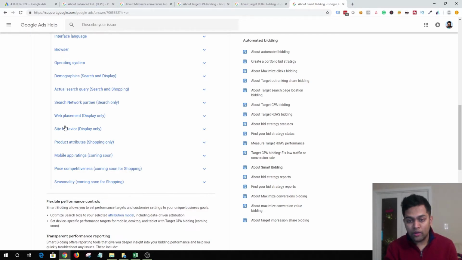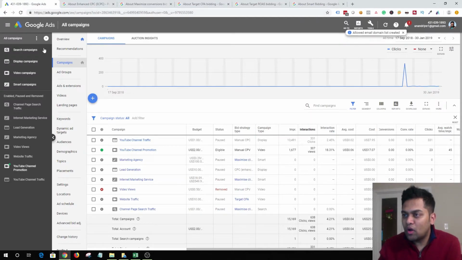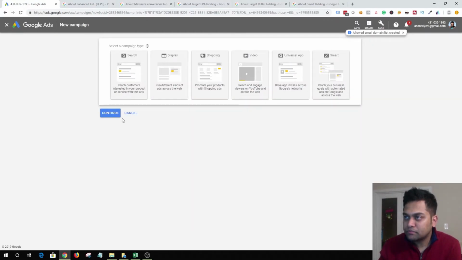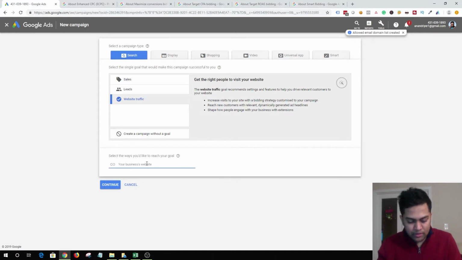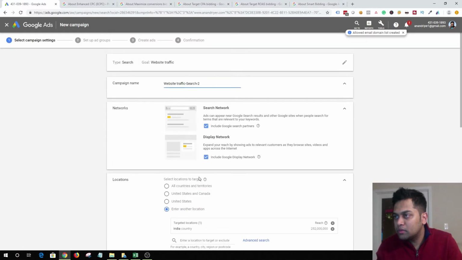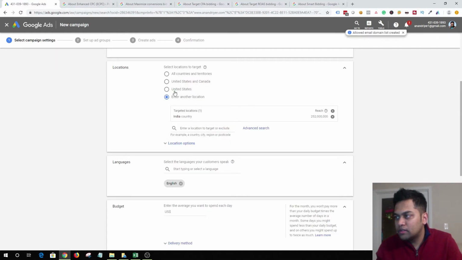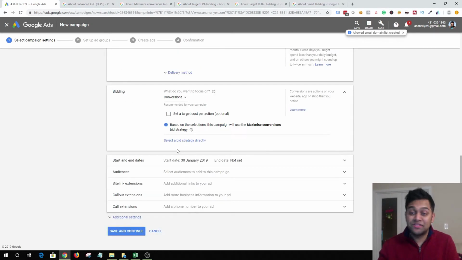So that's your four different types of smart bidding strategies, and I want to quickly show you a practical demo on how to select a smart bidding strategy. Let's go into our Google account. Once you log in, click on new campaign, and again, these strategies work on search, display, and shopping. I'm just going to select search for now, and I will select website traffic. I'm going to give my website name, hit continue, and then you can tinker around with these settings like network and location, but what we are really interested in is where we set the bidding. So here is where you can change your bidding strategy.